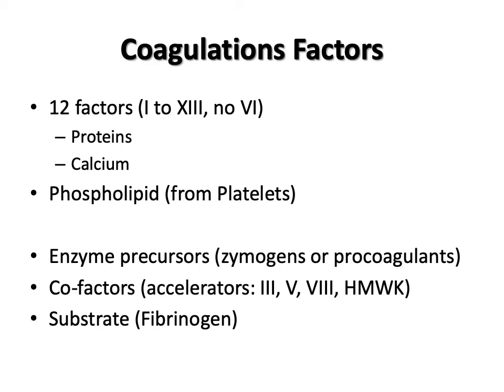All of these enzymes and cofactors beg the question, what substrate are they acting on? Good question. The ultimate goal of coagulation is to form a fibrin clot. In order to accomplish this, the substrate, fibrinogen, or factor 1, must be converted to fibrin.